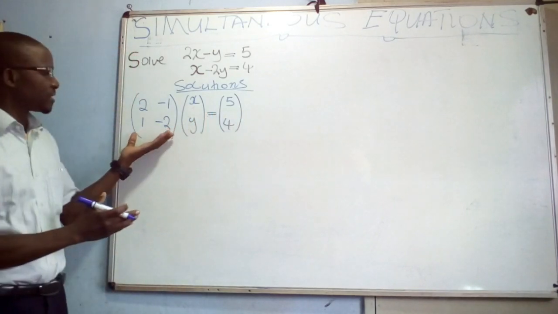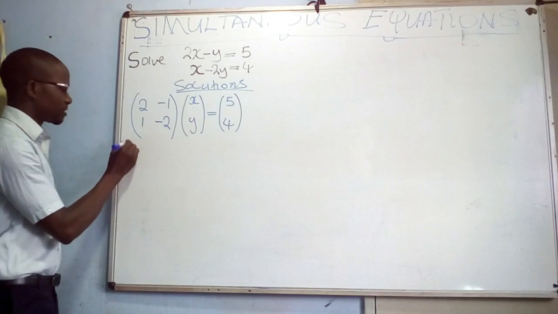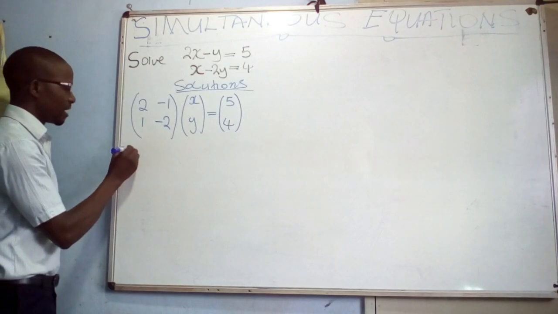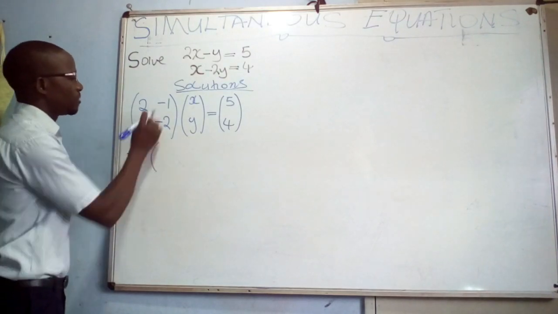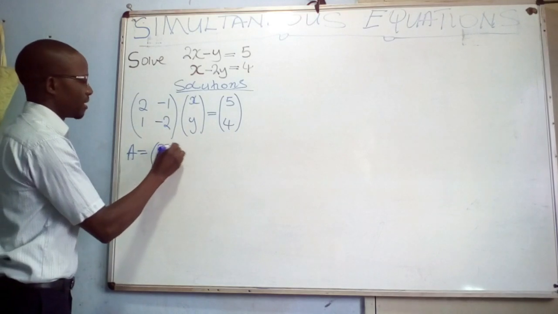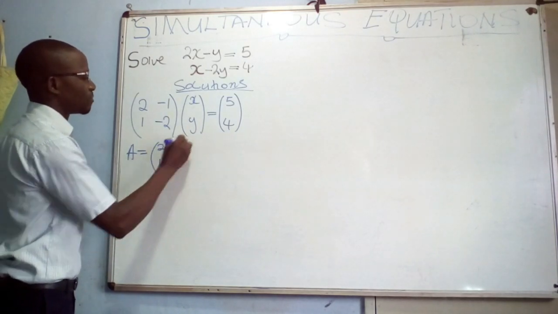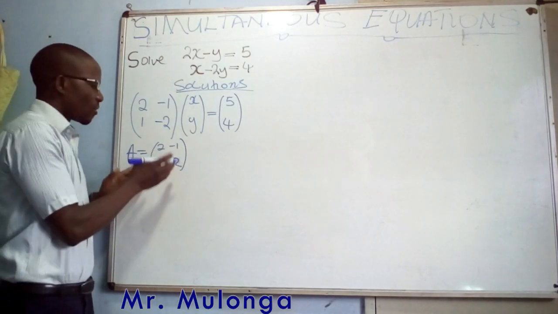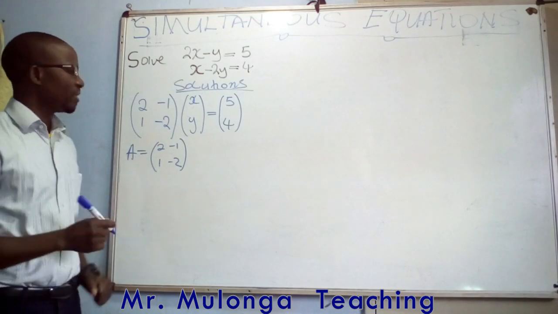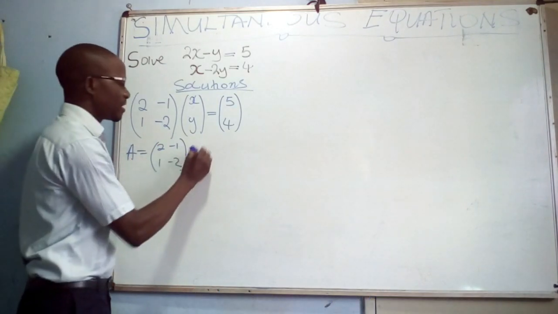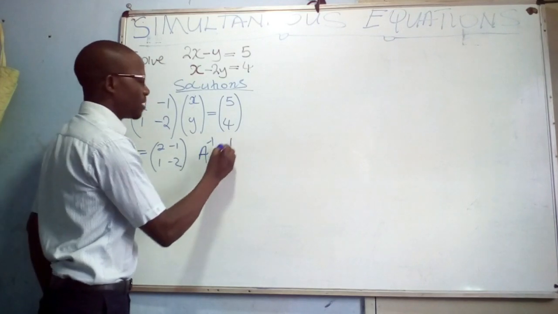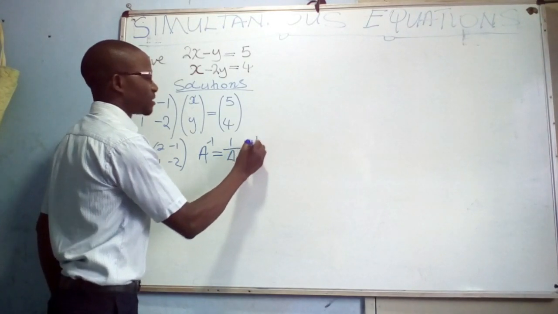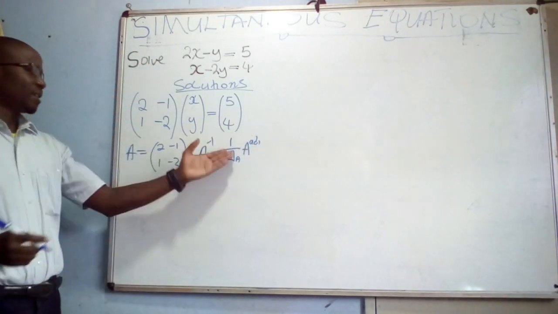The coefficient matrix is this one, so let this be equal to A. We say let A be equal to this, that is 2, then -1, 1, -2. After that, find the inverse of this matrix. For you to find the inverse of this matrix, we are saying the inverse of matrix A is equal to 1 over the determinant of A times A adjoint. I will explain all this.